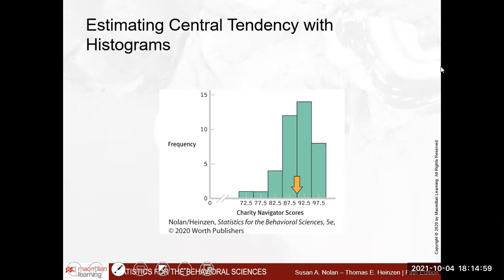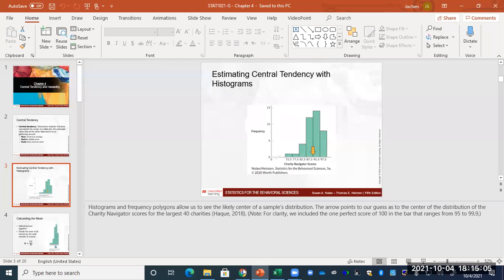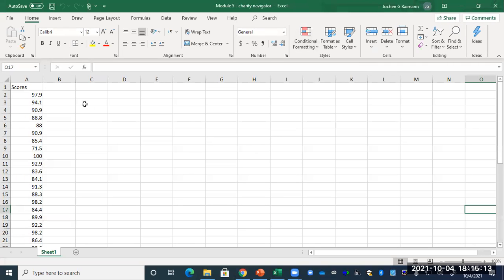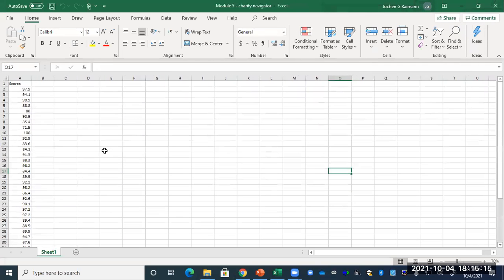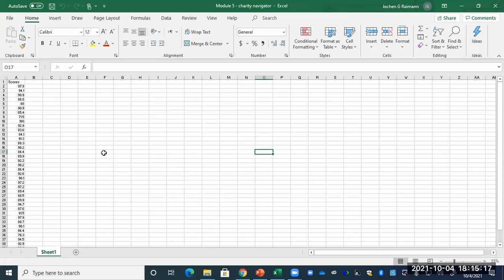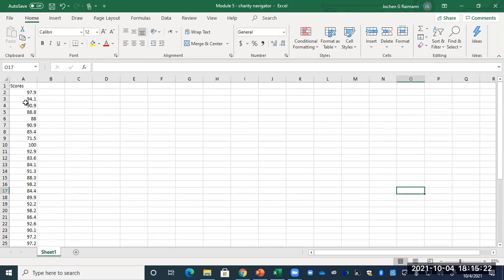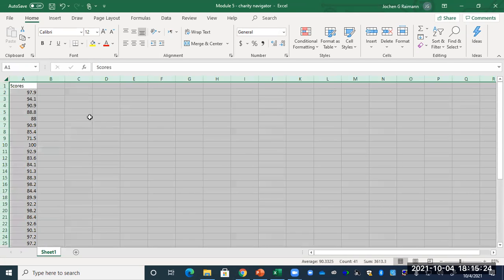So we have here an average of 87.5. So here the Charity Navigator scores. So please go on Canvas. I have these scores essentially mapped out on Canvas, and I would like for you to follow along with me, because it's kind of nice to look at this together.